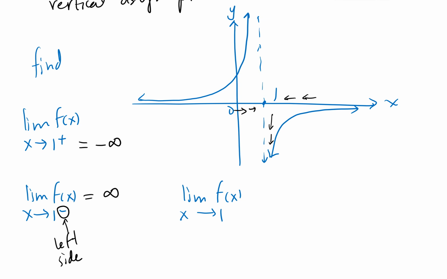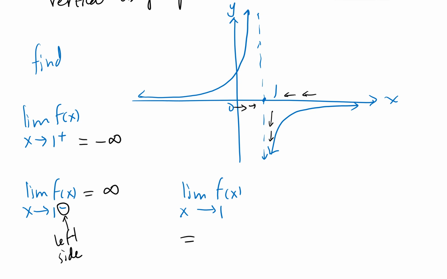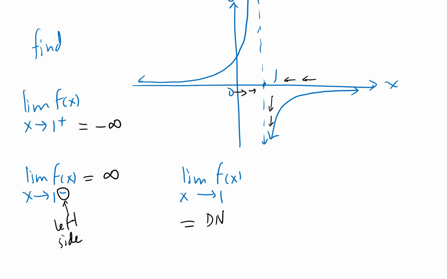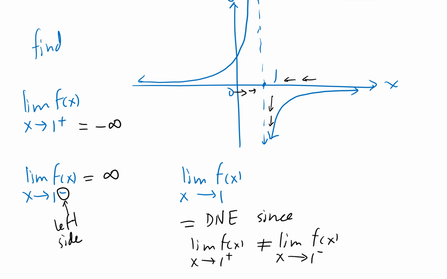So what do you think the limit of f of x as x approaches 1 equals? Well, this is going to be does not exist. Why? Since the limit of f of x as x approaches 1 from the right side does not equal the limit of f of x as x approaches 1 from the left side. Both of them are different. One was negative infinity and one was positive infinity. That's why we say the limit does not exist. Right?